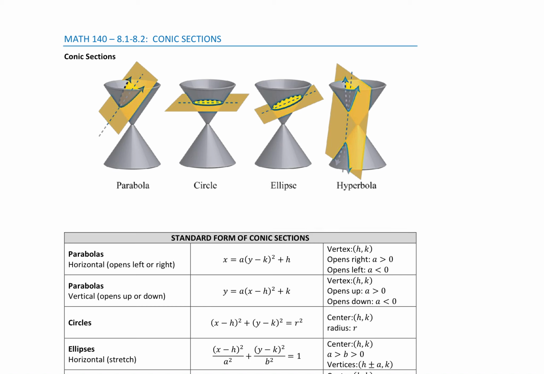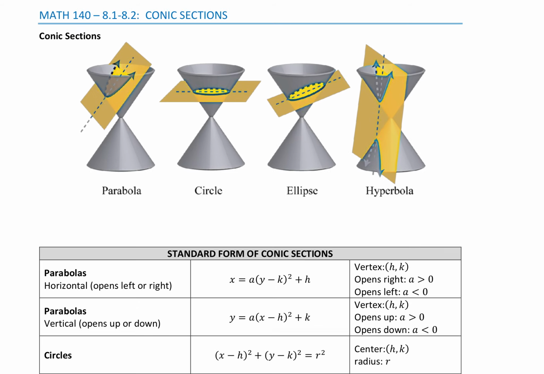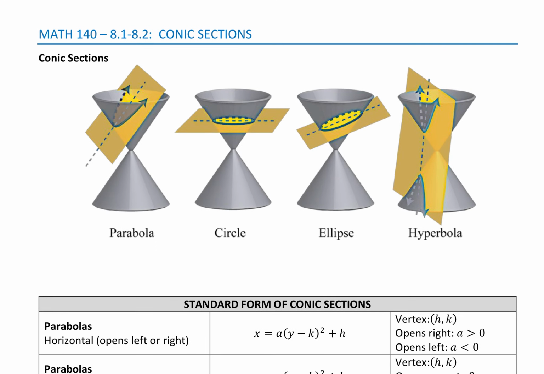In this section, or actually the next two sections, we're going to look at what we call conic sections. So if we look at the diagram up here, a conic section is the intersection between a conic and a plane. And when we talk about a conic, what we're talking about is this cone that you see here, where it's actually two cones that share a common point or vertex.